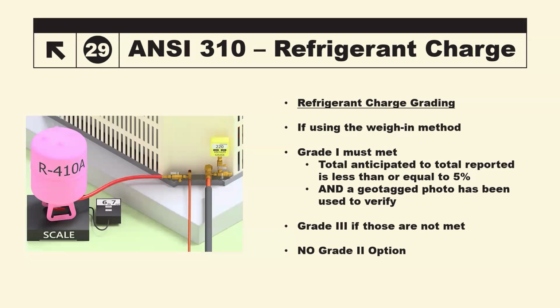As with this method, as said before, there is no grade 2 option. It either passes or fails. And once it does that, this is the final step to be graded. And if you can't move on to the next one, corrections need to be made. Either refrigerant needs to be added and/or taken out and adjusted for that part of it.